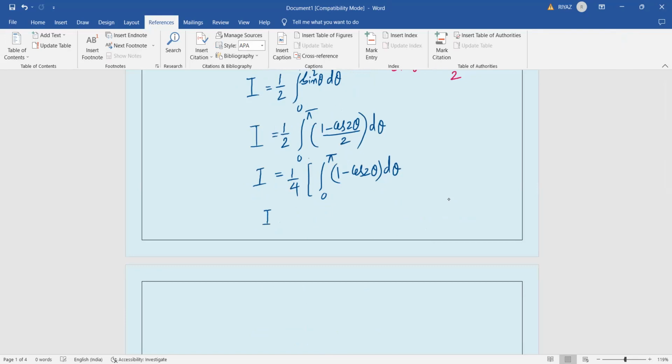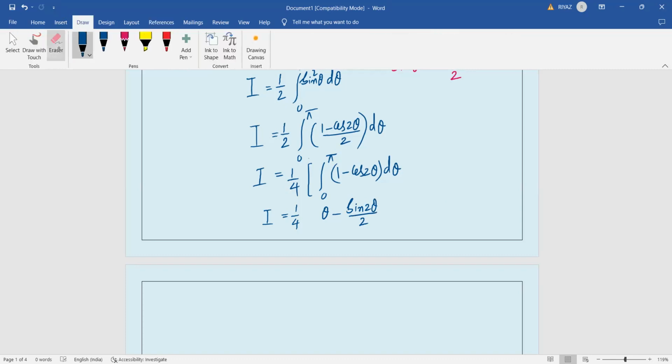So I is equal to 1 by 4 times theta minus, the integration of cos 2 theta is sine 2 theta by 2. Should I explain it in the rough column? Yes, sir.